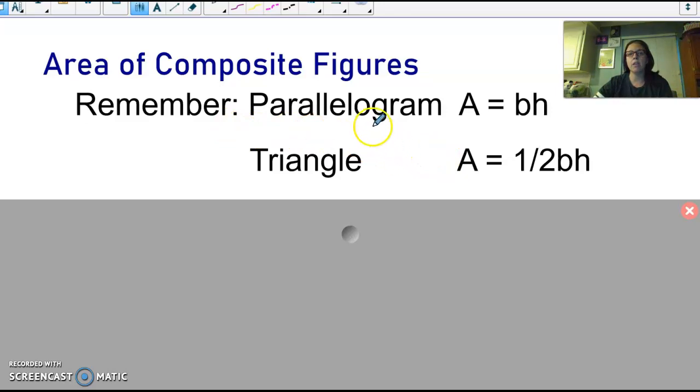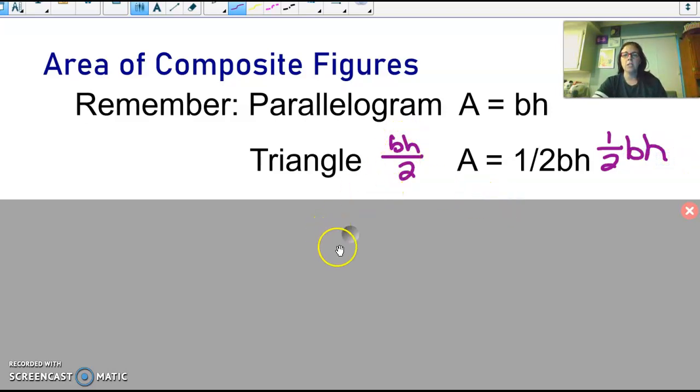Okay, and you may have also been taught that it is, let me get a different color, base times height divided by 2. These are the same thing. So it's 1/2 base times height, the fraction. So whichever way you were taught, use that way.